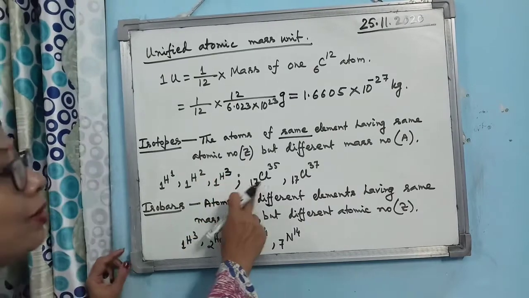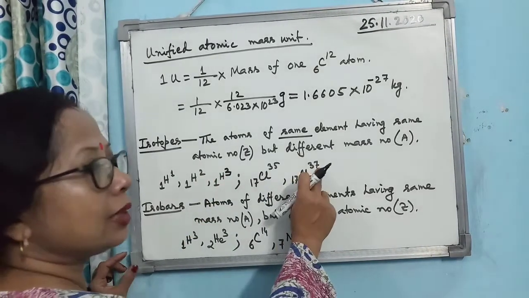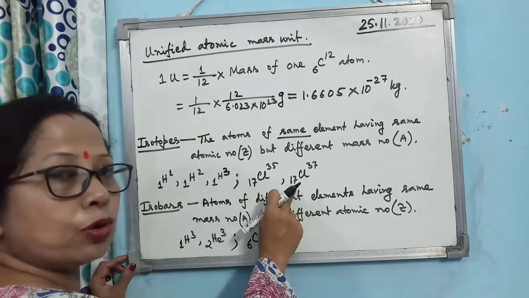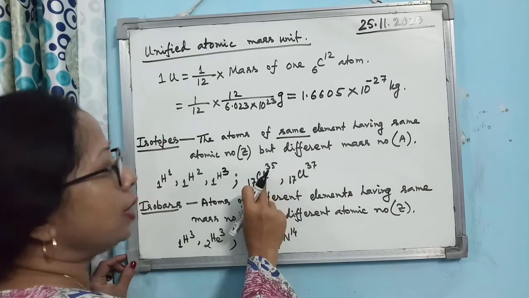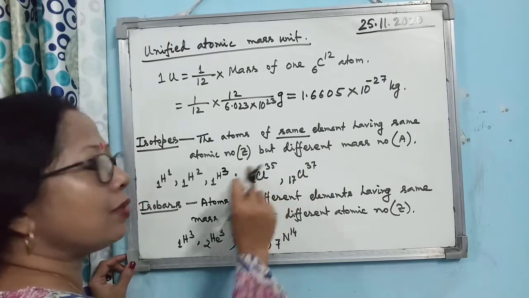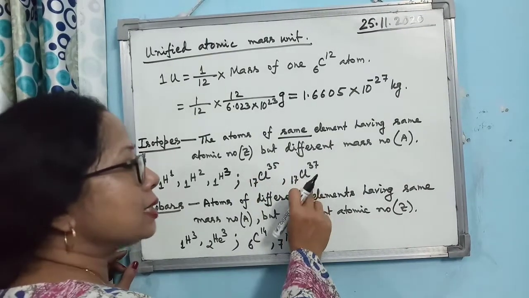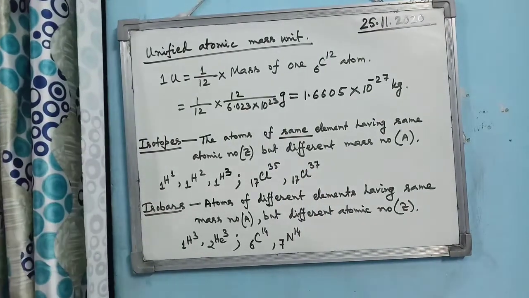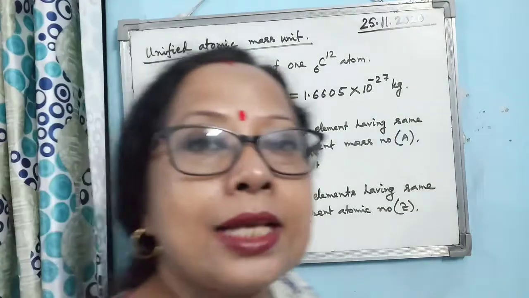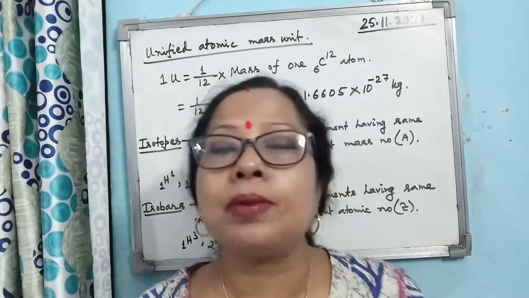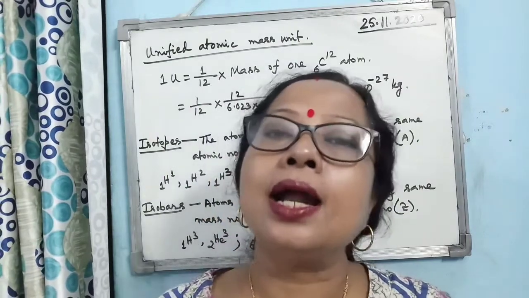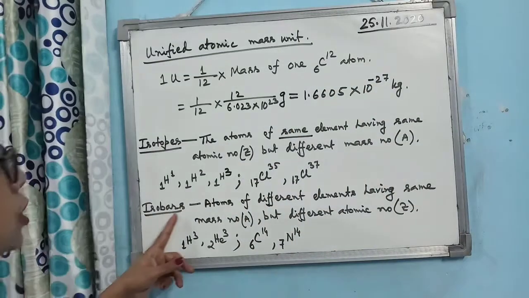Like that, 17 chlorine 35 and 17 chlorine 37, both chlorines have 17 protons, but this chlorine has 35 minus 17 neutrons, whereas this chlorine has 37 minus 17 neutrons. Okay, and you know isotopes belong to the same element, so their chemical properties and everything are the same. Then next is isobar.